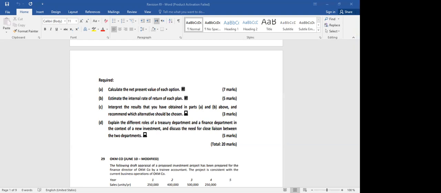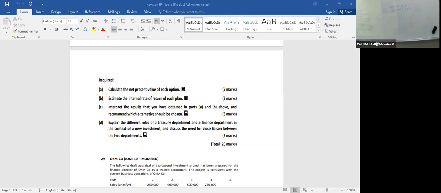Okay? So like this, we can interpret. Only for 3 marks we have to interpret. Now, question D, part B, they are asking to explain the different roles of Treasury Department and Finance Department in context of new investment and discuss the need for close liaison. Liaison is communication between the 2 departments.